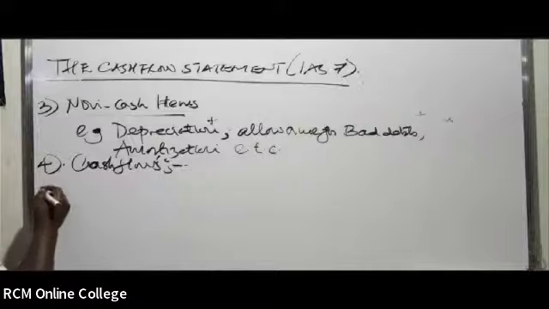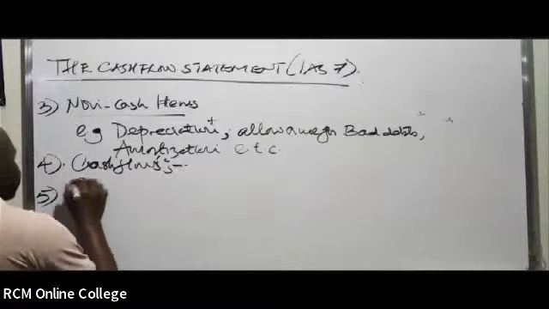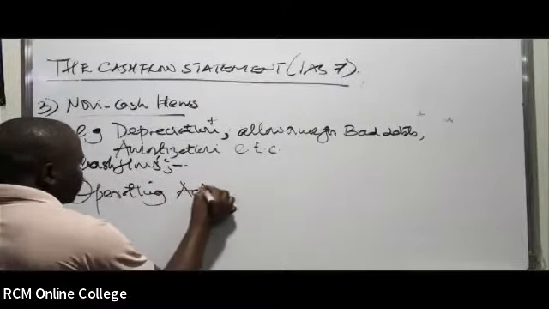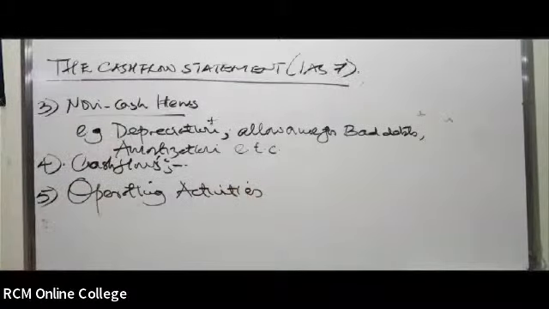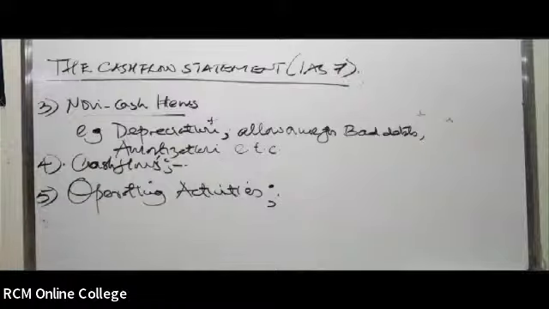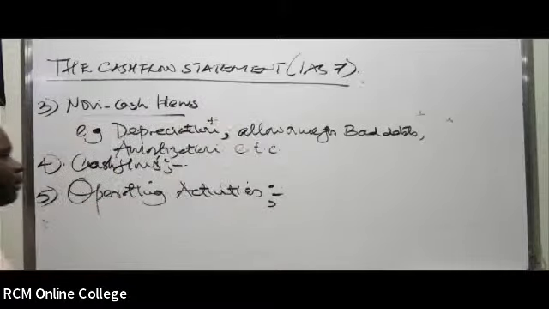Then we have another term that you also have to know. We have the operating activities under the cash flow. So you can write operating activities. When you look at the format of the cash flow statement, one of the categorizations of the cash flows will be what we call the operating activities. What are these operating activities?